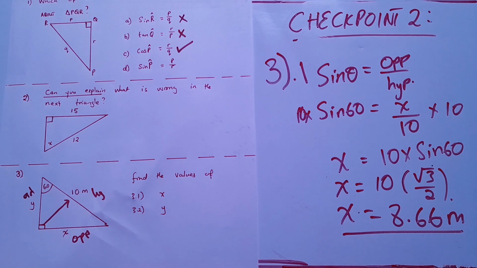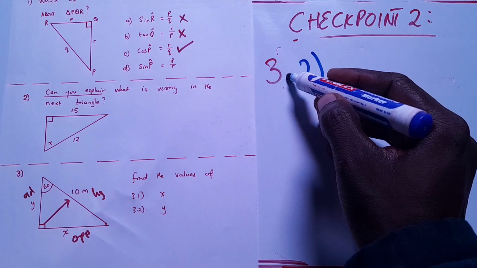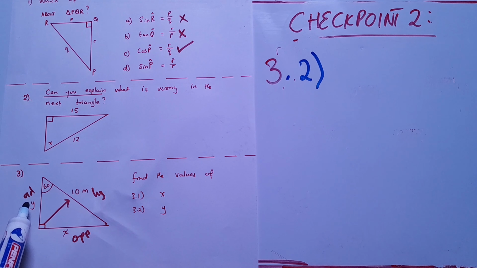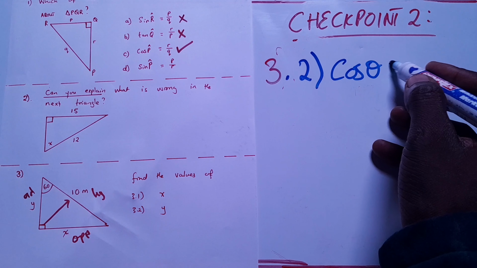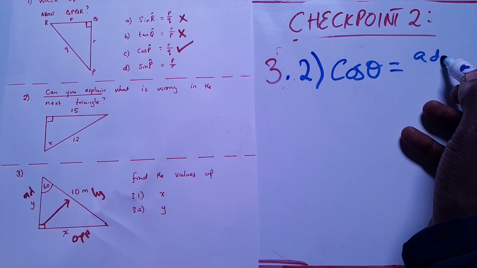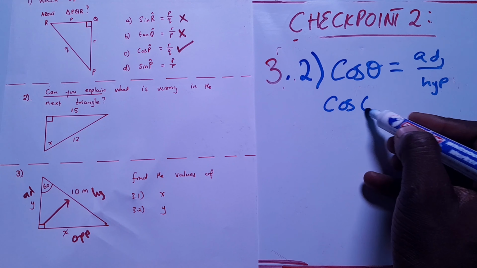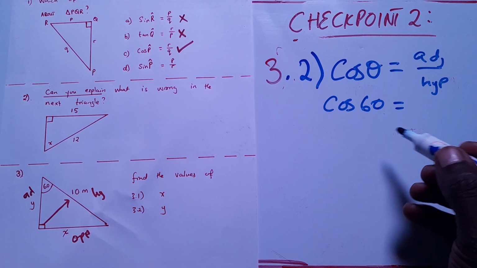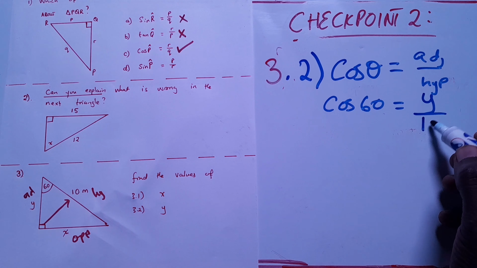So let's move to 3.2. On 3.2, we're just trying to find the value of y. So y is our adjacent there. We have to find the ratio that has adjacent and hypotenuse, and that ratio is cos. We know that cos of theta is equals to adjacent over the hypotenuse. So this is cos of 60 being equals to our adjacent, y, over our hypotenuse, which is 10.